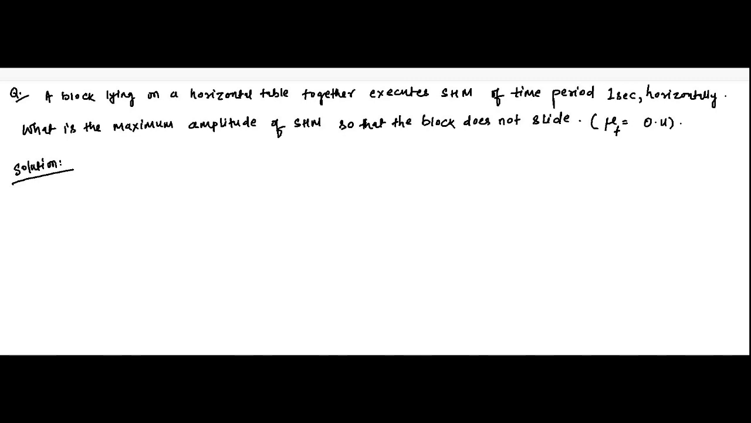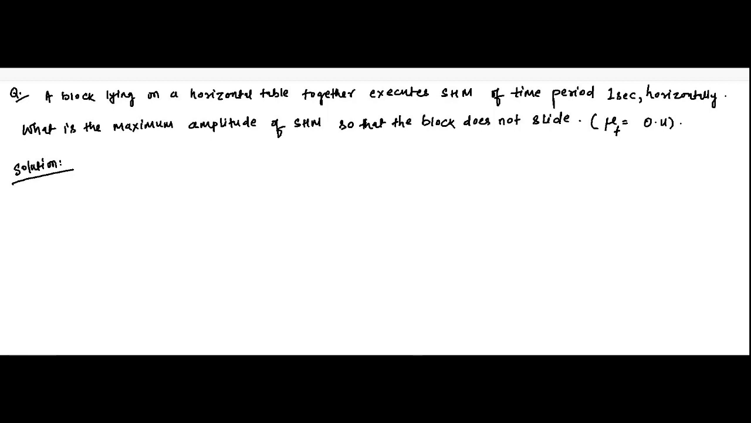So here is another question on simple harmonic motion. It is given that a block lying on a horizontal table, together with the table, executes simple harmonic motion with a time period of 1 second, horizontally, a to and fro motion, SHM. What is the maximum amplitude of this simple harmonic motion so that the block does not slide?